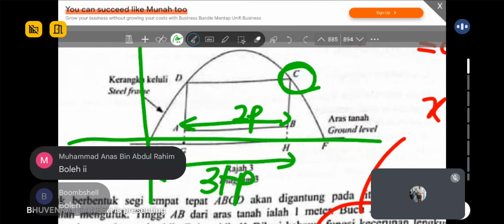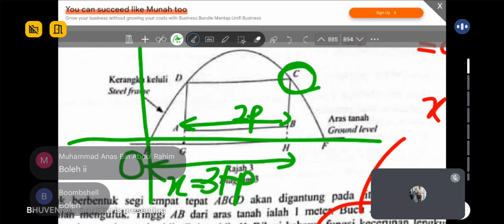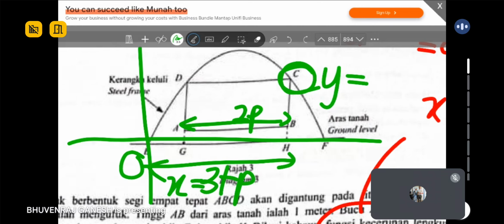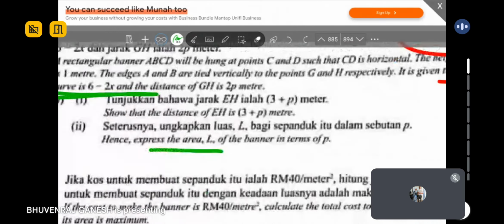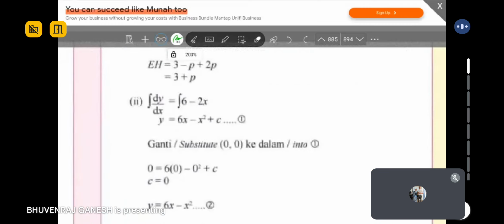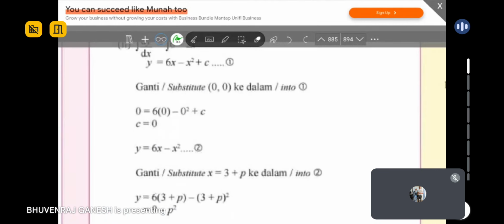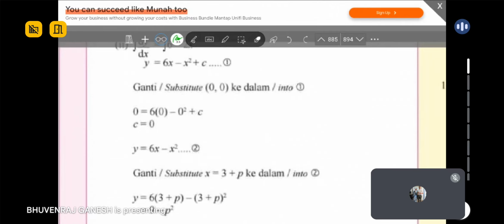I substitute X equal to 3 plus P, so I can get the Y value for coordinate C. Because it is a vertical straight line, they all will have the same X value. So just substitute in the equation, and you will get this Y value. So this is your C coordinate.